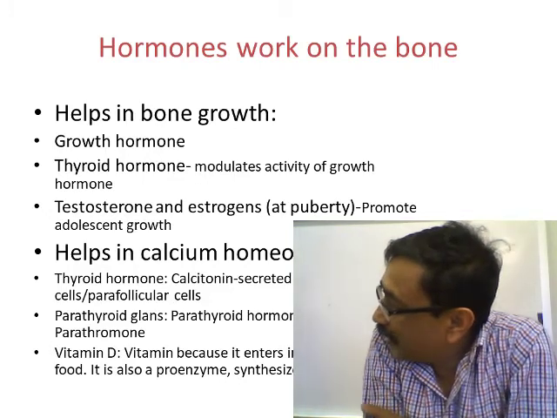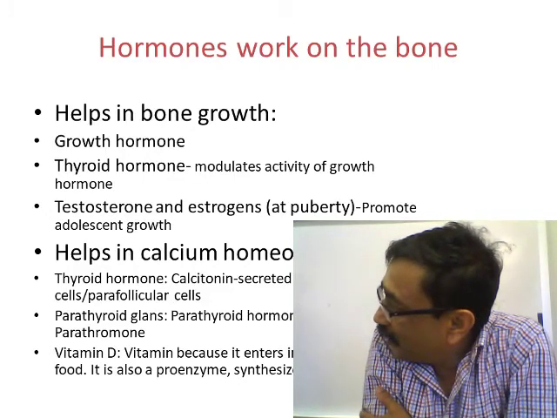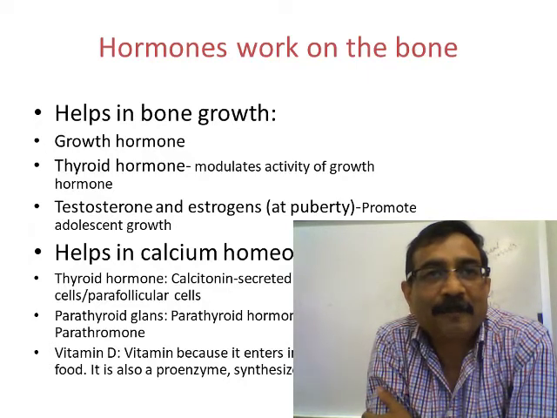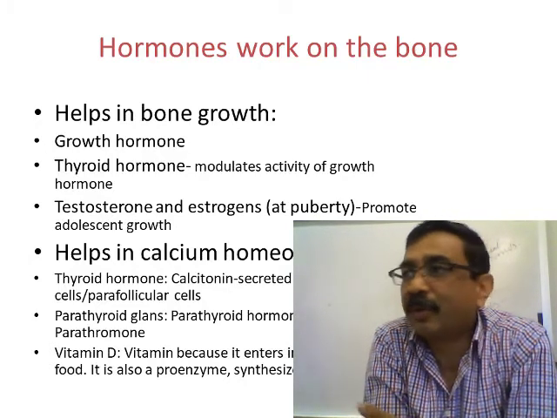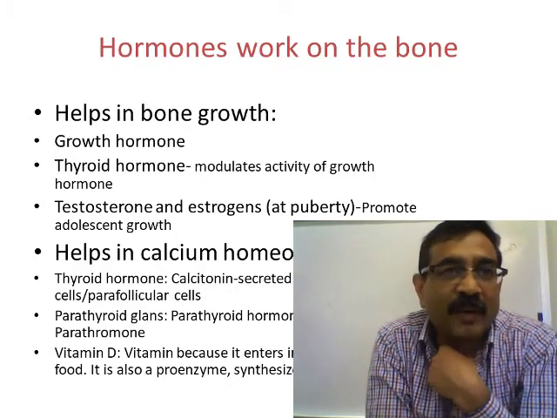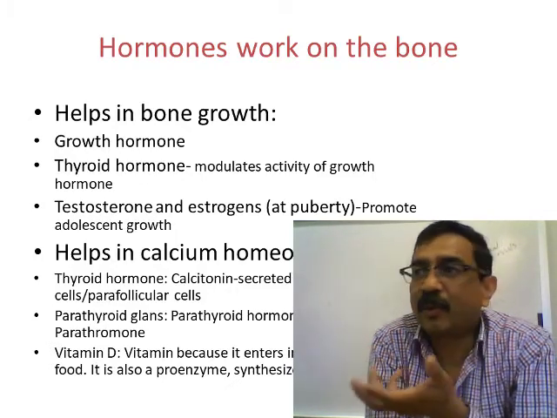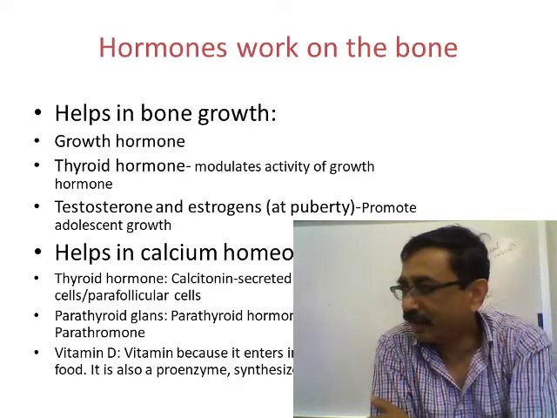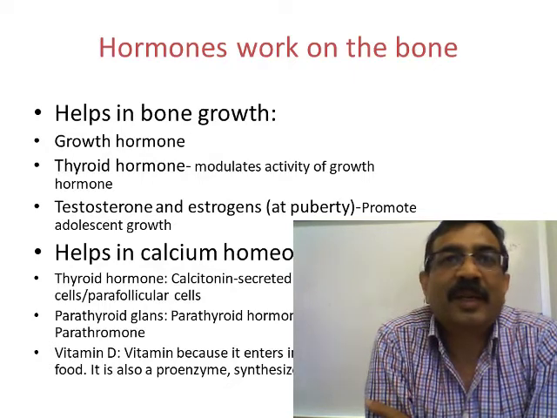Okay, so those are the hormones that come from outside, right? For example, growth hormone comes from where? Pituitary. Thyroid hormone from thyroid, right? And sex hormones, we know that from gonads, mostly testes and ovaries. They come from outside but work on the bones, right? And help in the growth of the bones.